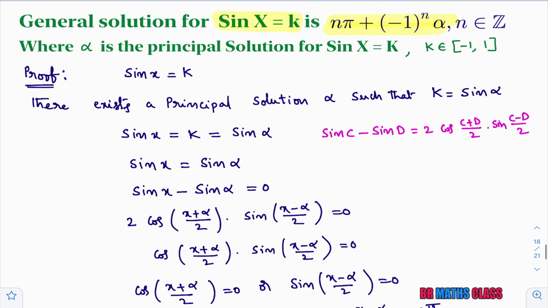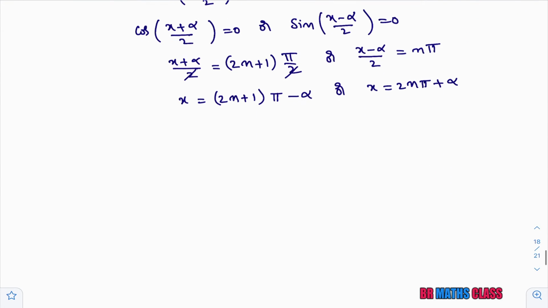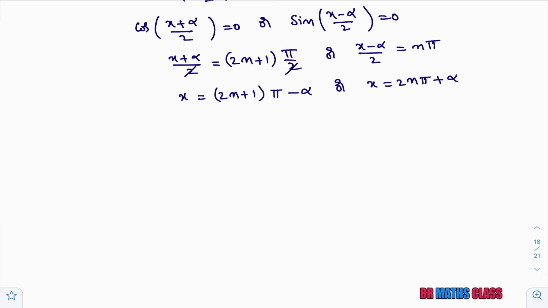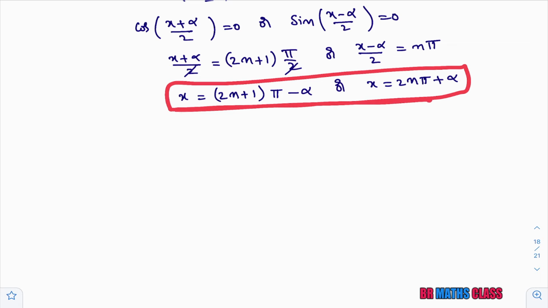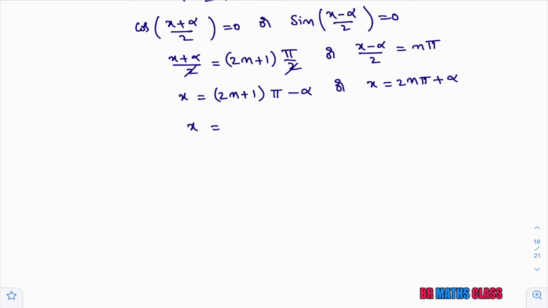But the point is, you observe here, they have given the general solution like this: n pi plus minus 1 whole power n into alpha. But we got it like this. So you need to generalize and write the answer. You observe a few things. Here pi is there, here also alpha is there. The only difference is whenever an odd number is there, a minus sign comes. Whenever an even number is there, a plus sign comes. So by observing these two things, I want to write one general form: x equal to n pi plus minus 1 whole power n into alpha.